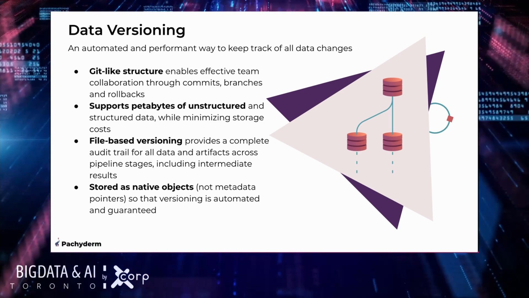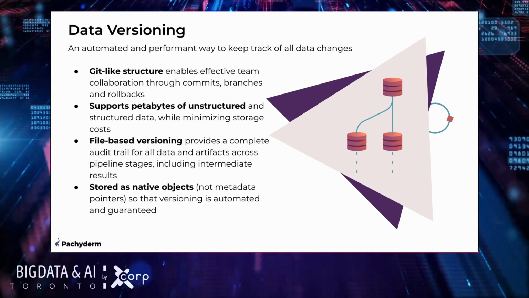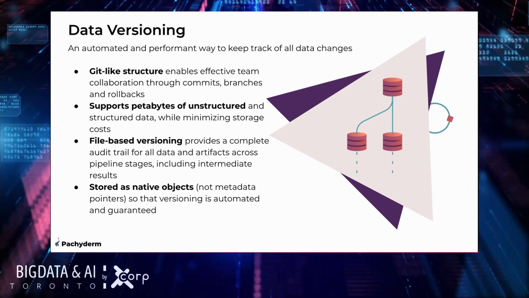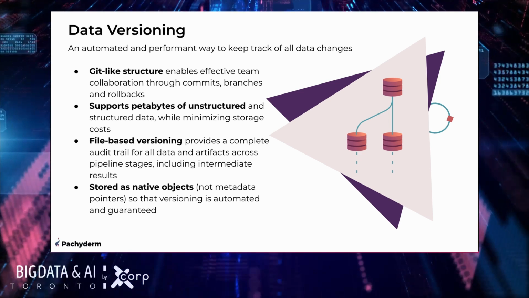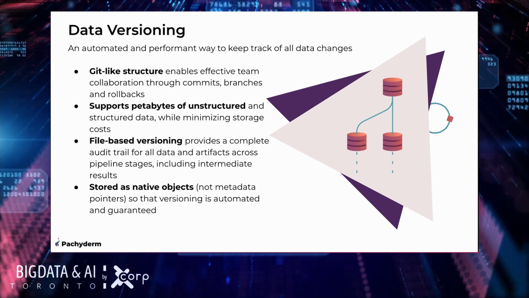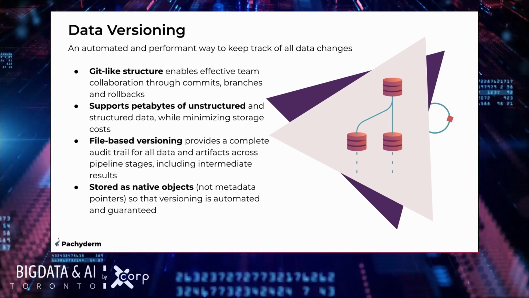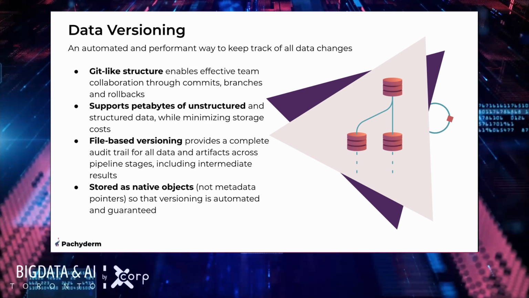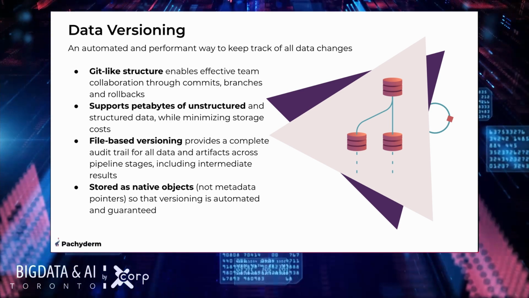We also can minimize those storage costs because we do chunking and deduplication on the back end. So we're only keeping the unique bits of data, but we're exposing the front end to the users and pipelines as the full versions of the data. And because we do file-based versioning, we have the full audit trail for all the data and the artifacts, everything in between. So if your first step cleans the data and then you're producing some features and then you're using those features as part of a model training, we've captured that all along the way.